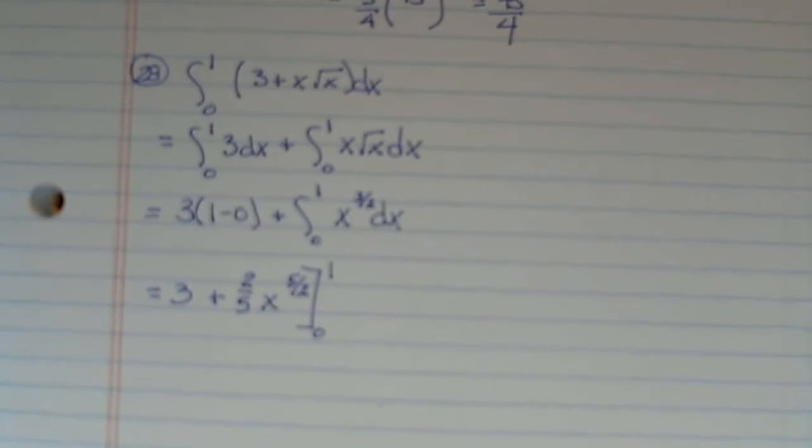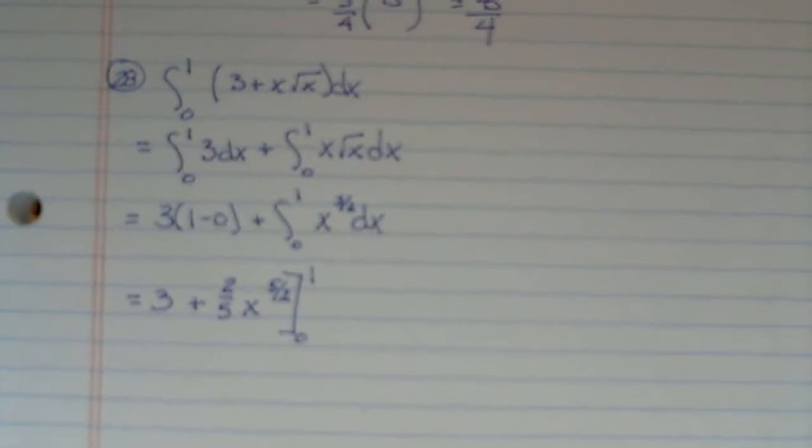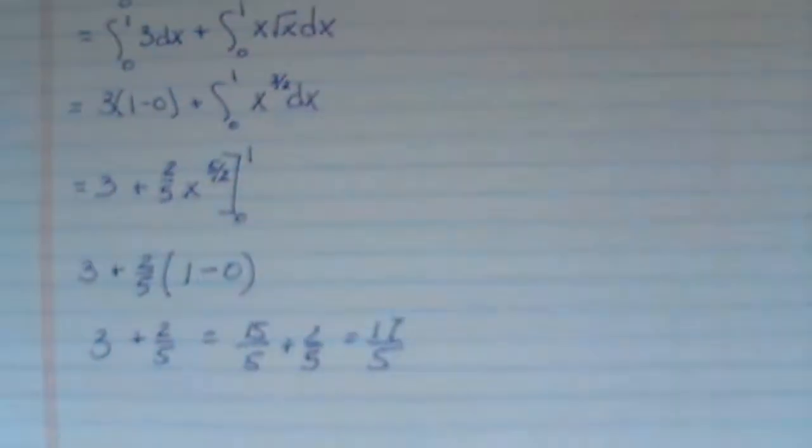So here, at this point, we're going to employ the fundamental theorem of calculus, which we've already started. We're going to finish that by finding x to the 5 halves at 1, and we're going to subtract x to the 5 halves at 0. So leaving the 3 out in front that we've already worked with, 3 plus, that's going to be now 2/5 times 1 to the 5 halves is 1, minus 0 to the 5 halves, which is 0, which gets me to 3 plus 2/5. And when we get a common denominator, 3 is 15/5. 15/5 is 3 plus 2/5. That gets us 17/5. So here is the rest of the solution to problem 28.